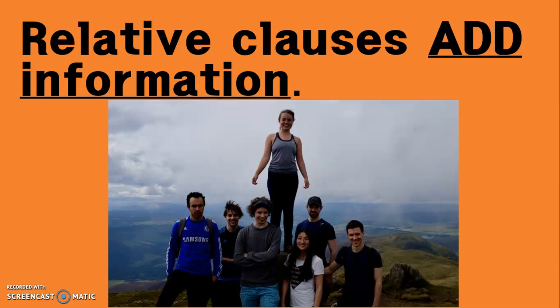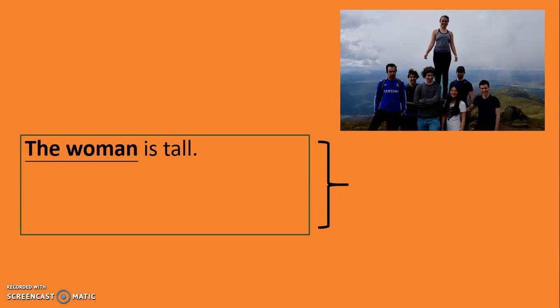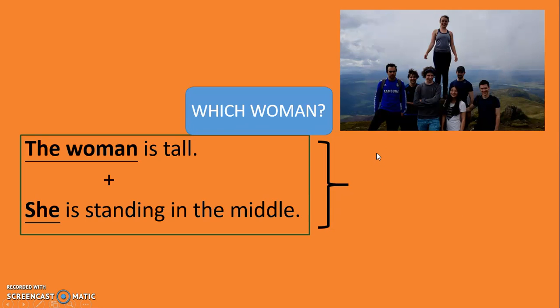Like what I just mentioned, relative clauses add information to a noun. For example, we can look at this picture. Wow, there are many people here. If I want to describe only one of them, then I need to be very specific. Let's look at this sentence. If I tell you, hey, the woman is tall, probably you will ask this question. Which women? Because there are, as you can see, there are 2. Then, I will say, she is standing in the middle. This phrase, the second sentence, gives more information to which women I'm talking about.